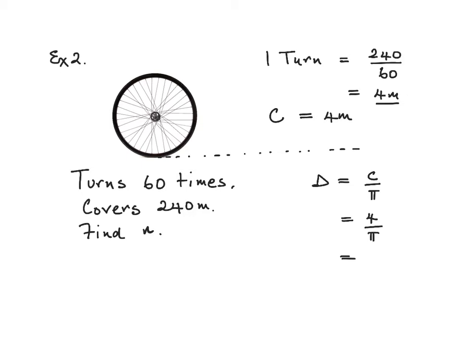So the diameter of this circle is 1.27 meters. The radius is the diameter divided by 2, so that's 1.27 over 2, and that gives us the answer 0.64 meters or 64 centimeters.